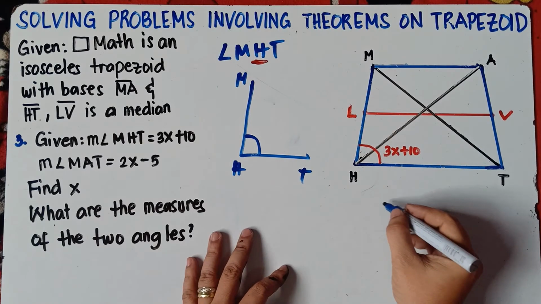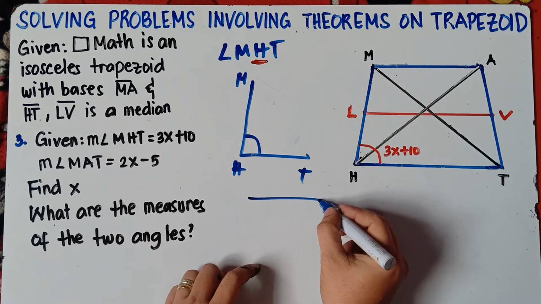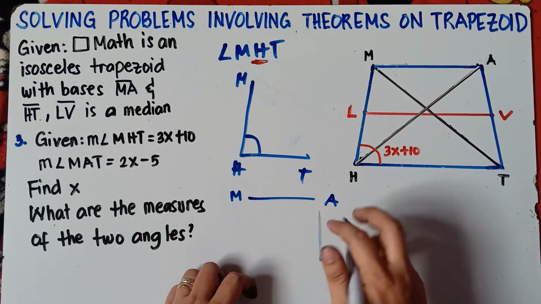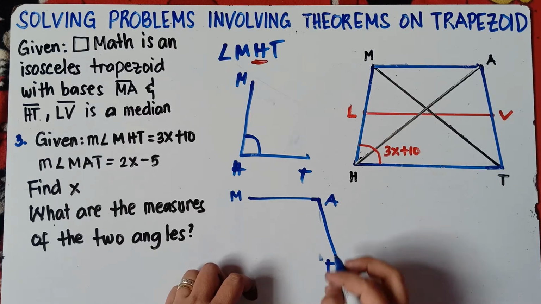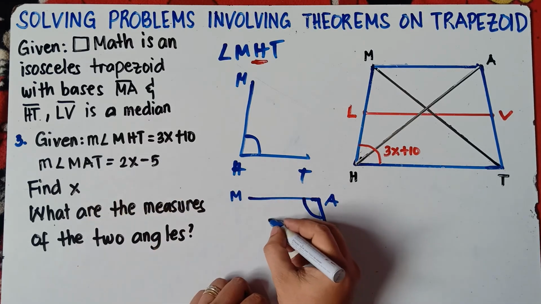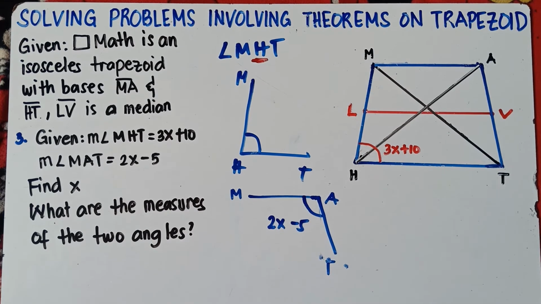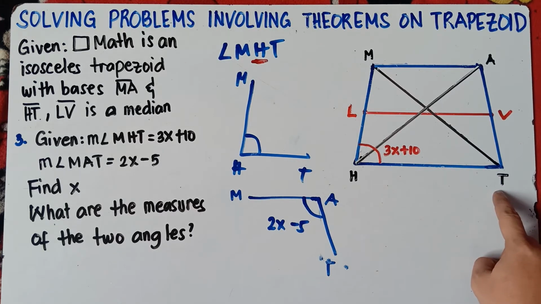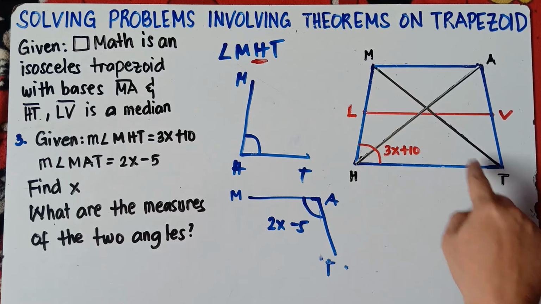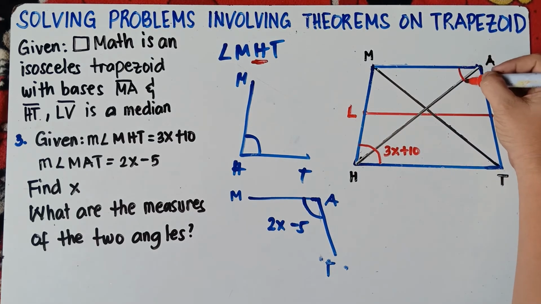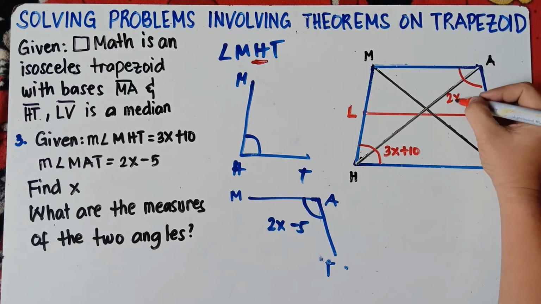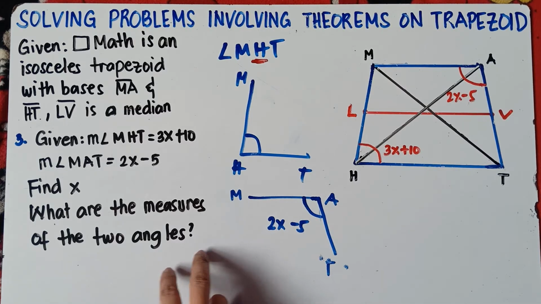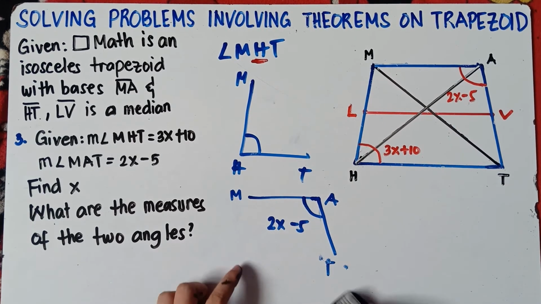If you draw this one, this will be the illustration. This is M, this is A, this is T. Look at the illustration, class. It's like this. So angle MAT, that is angle A, is 2x minus 5. So we are given MHT as 3x plus 10 and MAT as 2x minus 5. And we're told to find the value of x and the measures of the two angles. Alright, let's do that one, class.